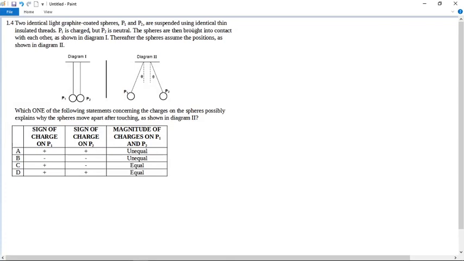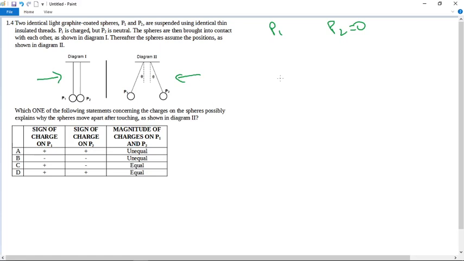Okay, 1.4. Two identical light graphite covered spheres, P1 and P2, are suspended using identical thin insulated threads. P1 is charged, but P2 is neutral. The spheres are then brought into contact with each other as shown in diagram 1. That's this one over here. Thereafter, the spheres assume the positions as shown in diagram 2.